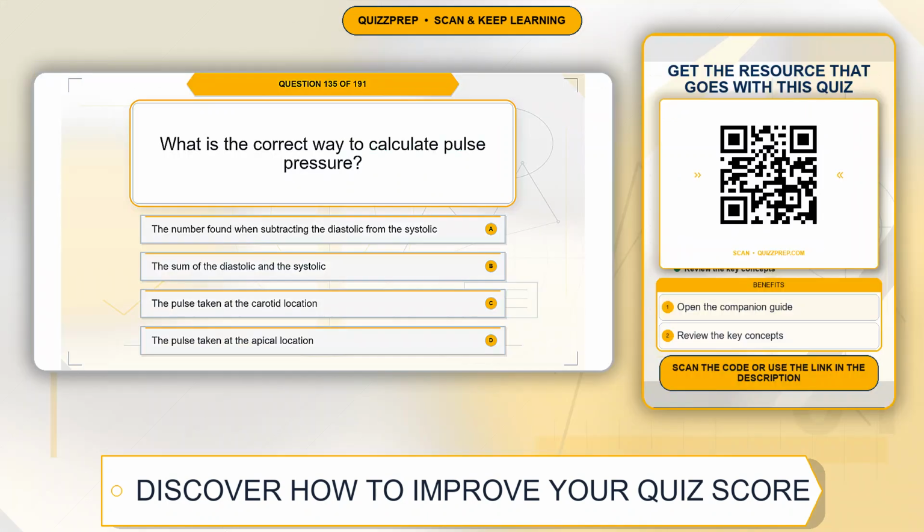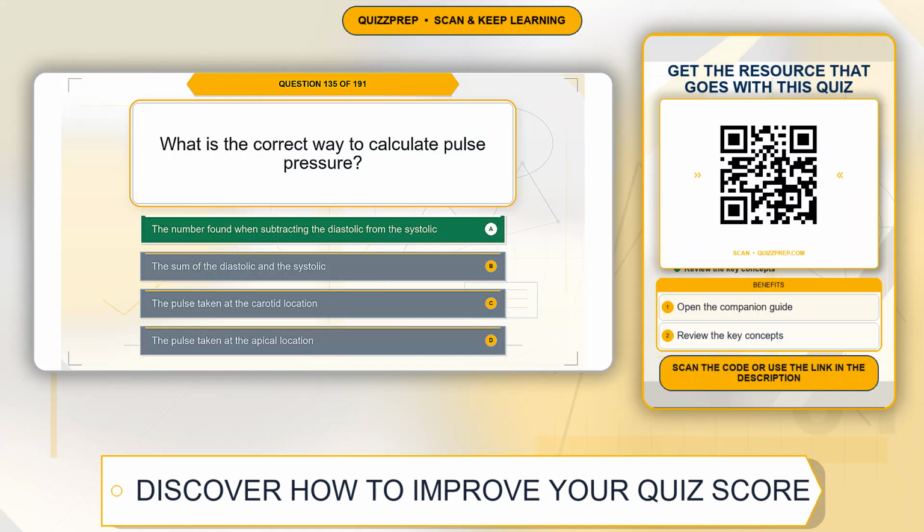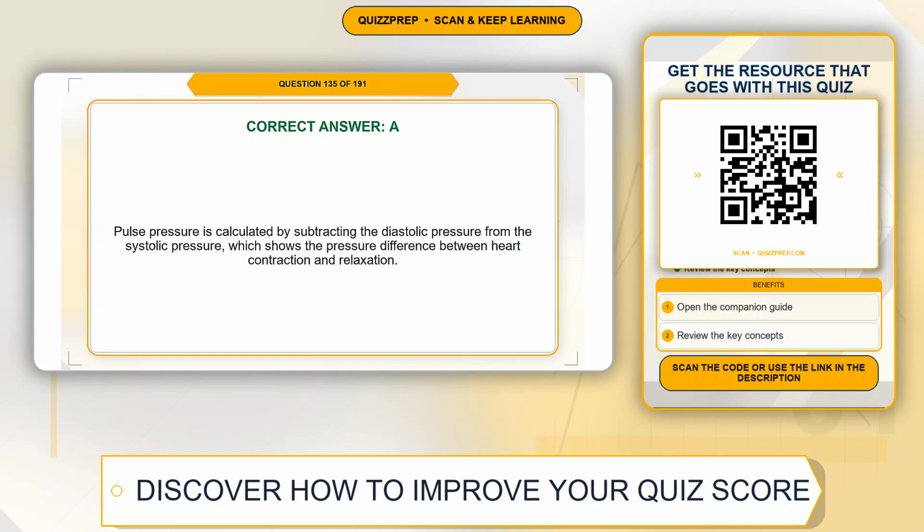Question 135. What is the correct way to calculate pulse pressure? Option A, the number found when subtracting the diastolic from the systolic. Option B, the sum of the diastolic and the systolic. Option C, the pulse taken at the carotid location. Option D, the pulse taken at the apical location. The correct answer is option A, the number found when subtracting the diastolic from the systolic. Explanation: pulse pressure is calculated by subtracting the diastolic pressure from the systolic pressure, which shows the pressure difference between heart contraction and relaxation.